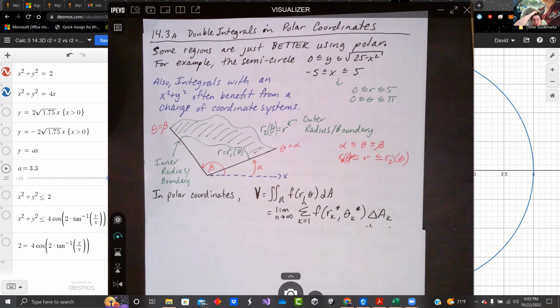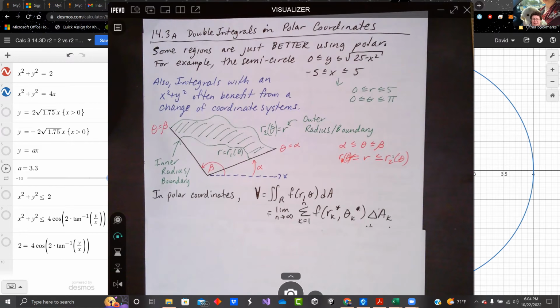Some regions are just better using polar when we're dealing with circles, things that are round. So, as an example, the semicircle 0 is less than y, which is less than the square root of 25 minus x squared, and we're going from x equals -5 to 5. We could just do that as the radius going from 0 to 5 and theta going from 0 to pi.